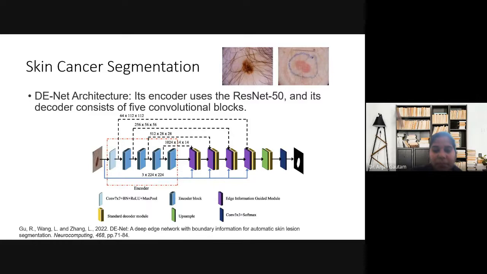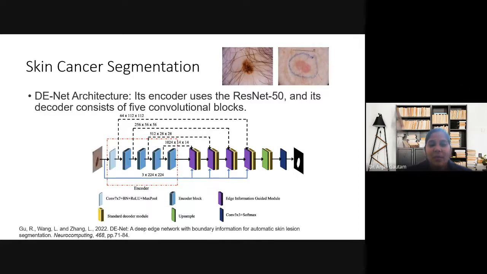For skin cancer segmentation, this is an architecture taken from a recently published paper in Neurocomputing in 2022, this year only. They have designed a DNet architecture. Its encoder uses ResNet 15 and its decoder consists of 5 convolutional blocks. The scan image goes through convolution operations and pooling operations, then ReLU, which is the thresholding operation.